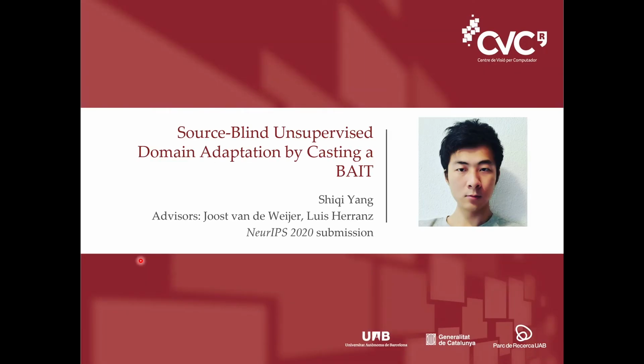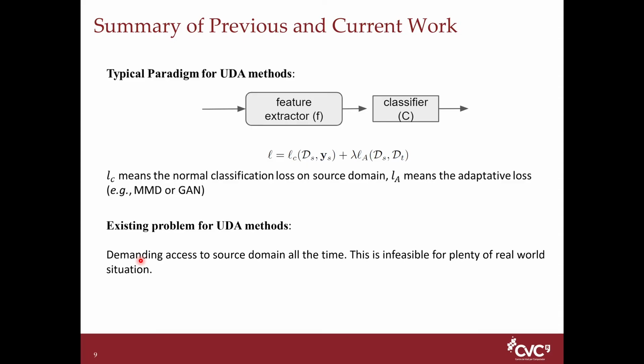Here I introduce our NeurIPS 2020 submission paper. It investigates a new setting of the unsupervised domain adaptation problem. Unsupervised domain adaptation aims to transfer the knowledge learned from a labeled source domain to an unlabeled target domain. Here is the typical paradigm of unsupervised domain adaptation.